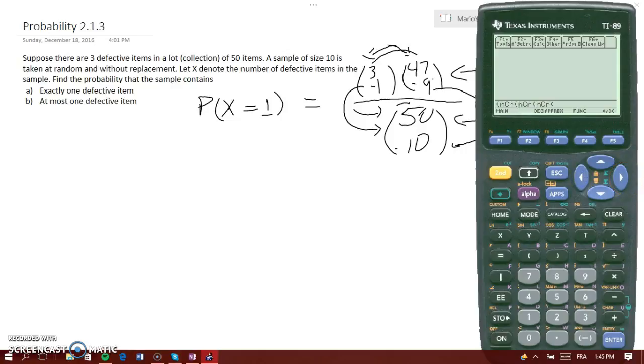The first one, we're going to put the combination 3, 1. So we type 3, comma 1, then close parenthesis, times, then the second one, which is 47, comma 9, and close parenthesis, divided by, now the bottom part is 50, comma 10, and close parenthesis, and you press enter, and you get 0.397.